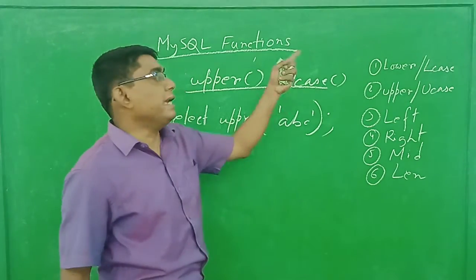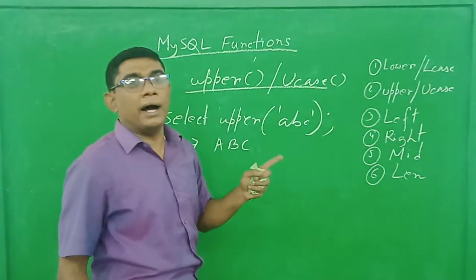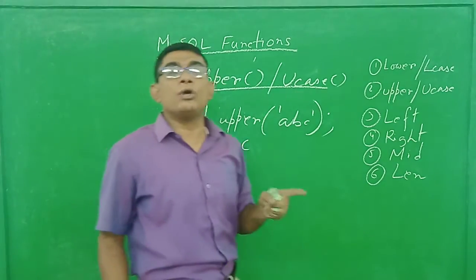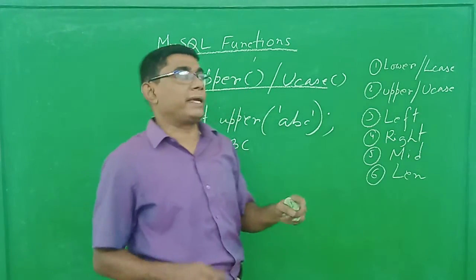Understood? So what is the LCASE function? It will convert a string into lowercase. And what is the UCASE function? It will convert a string into uppercase.